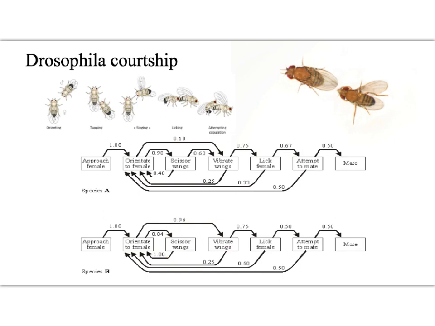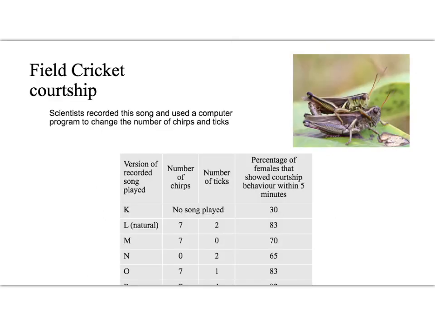So there's an additional sequence in species A, they have to go through scissor wings, whereas in species B, they don't have to do scissor wings. So there's an additional step in the sequence, which is scissor wings for species A, which shows that they're different species. Another example is field cricket.